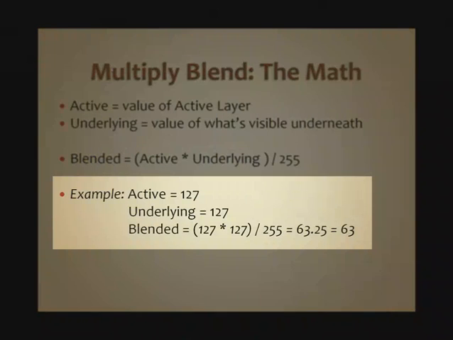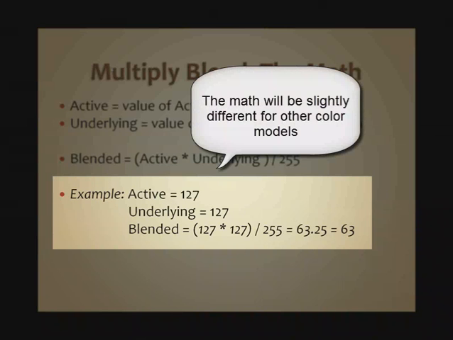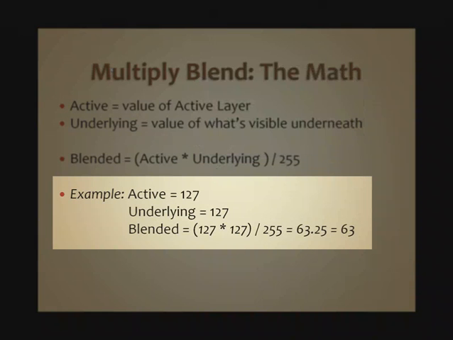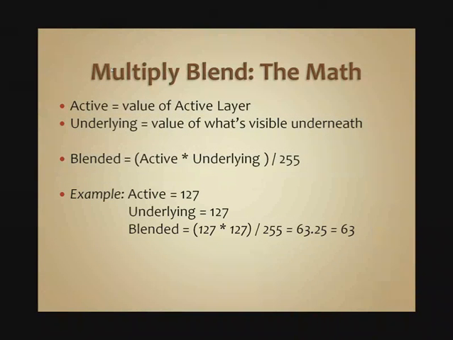Now to put some numbers on this, let's use a simple example. Let's assume that the pixel value for the active layer is mid-tone gray, 127 for all 3 channels. And let's also assume that the value for what's visible underneath is also mid-tone gray, 127 for all 3 channels. That makes our blending math very easy. We take 127, multiply it by 127, divide by 255. That gives us a result of 63.25. And if we round that off, we get a pixel value of 63. So we blended together 2 mid-tone gray values, each 127, and the result we get is 63, well down into the 3/4 tones, a much darker tonal value.